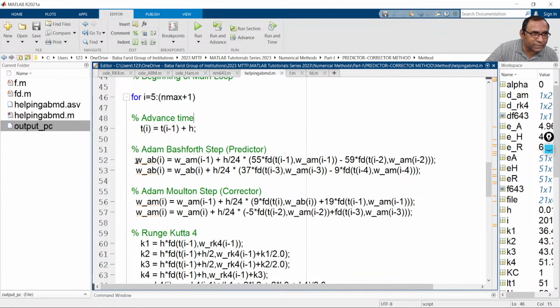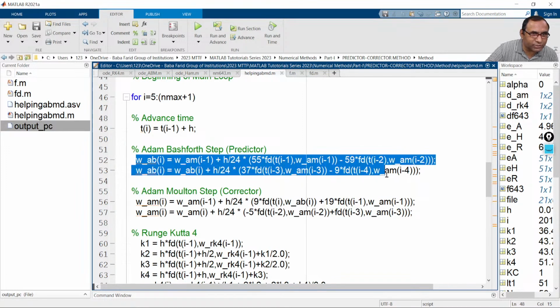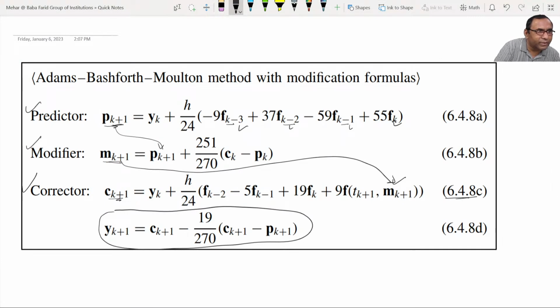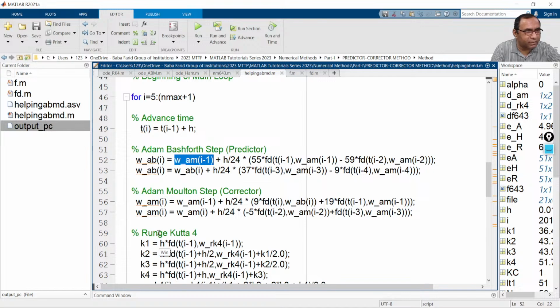Now see carefully these two equations. These two equations are the predictor equation, and this is quite simple. See this part: y_k, then we have h by 24.